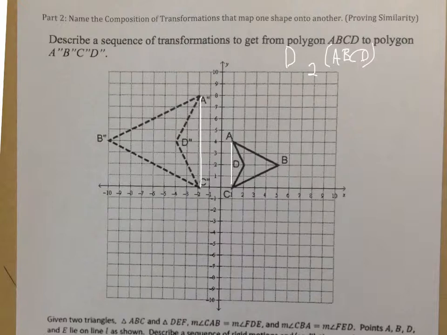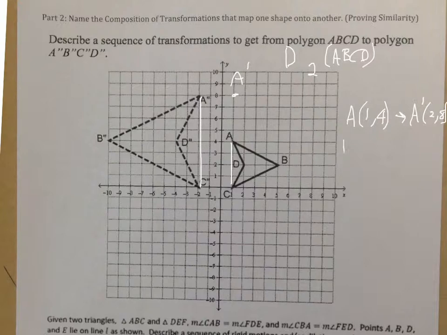So point A started at 1, 4. If I dilate by 2, it'll turn into a brand new point. We'll call it A prime. And dilating by 2 multiplies the coordinates by 2. So A prime would map onto 2, 8. And that's a good thing, because you can see that the A's are equally above the x-axis.